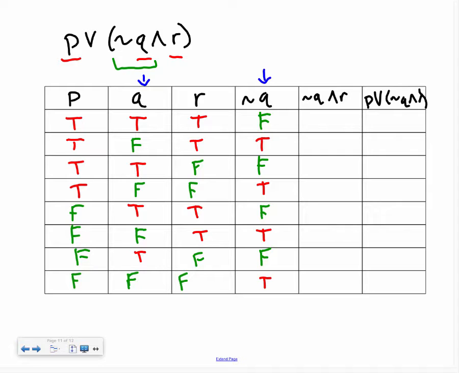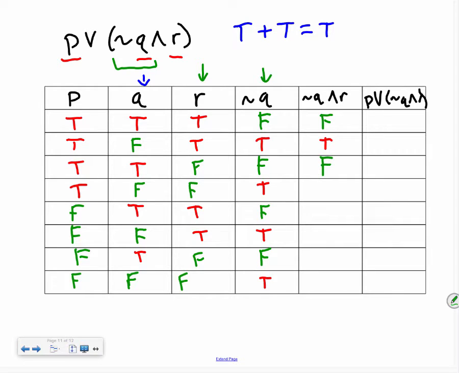So now if I look, I have the column heading not Q and R. So remember, with an and, the only way you get a true is if you have a true plus a true. Okay? So now let's look at our not Q and R. So the first one we have a false and we have a true. So that means this is false. In the next one we have a true and a true. So that becomes true. Then we have a false false.